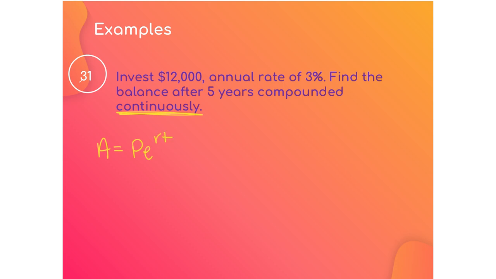So let's go ahead and label and plug in. This is my principal. This is my rate as a decimal. Okay, make sure you know how to change a percent to a decimal. And this is my time. That's all I really need because the calculation of E is on my calculator. So plugging it in, I am going to have A equals 12,000 E to the power of 0.03 times 5. So this is what it looks like written down on your paper.